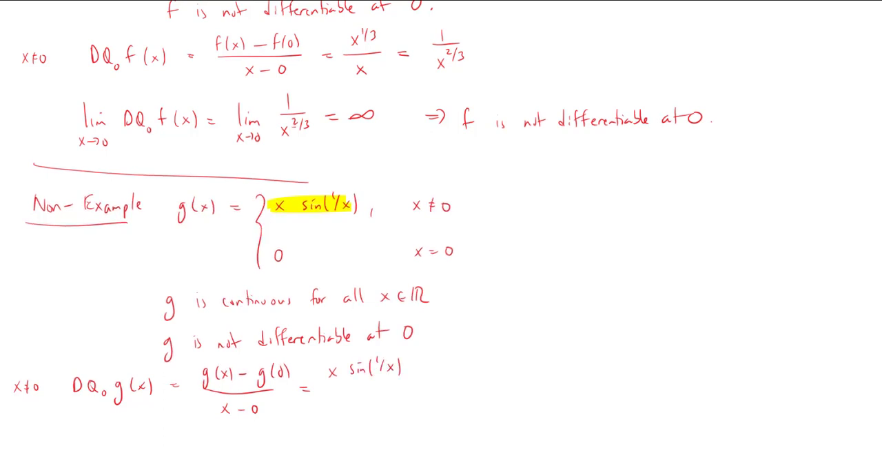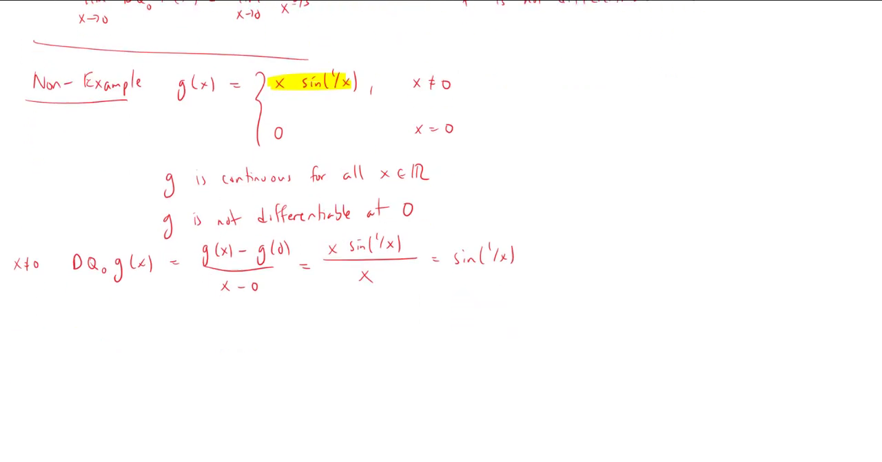Okay, minus g of 0, but g of 0 is 0. So I can ignore that. Again, divided by x. Okay, well, x is not 0, so cancellation is okay. And I'm left with sine of 1 over x. Okay, but here we have this problem now. If I take the limit as x goes to 0 of the difference quotient, this will be the limit as x goes to 0 of sine of 1 over x. And we've seen before, this limit doesn't exist.